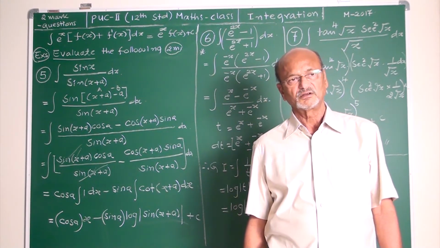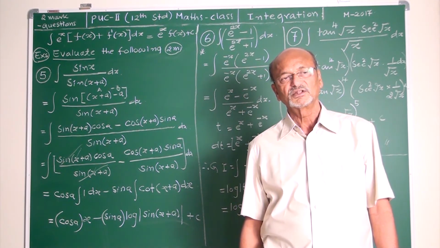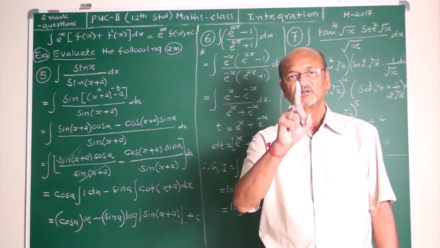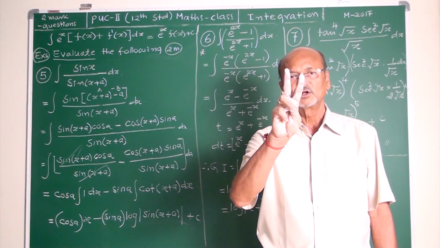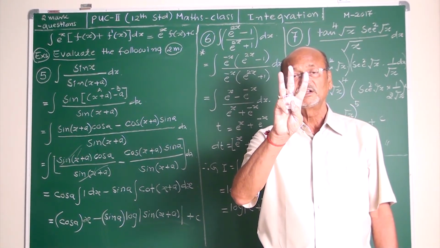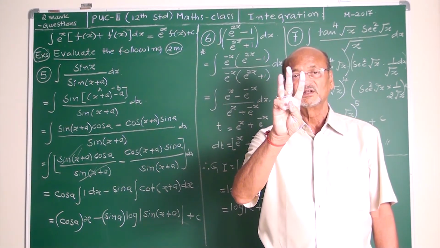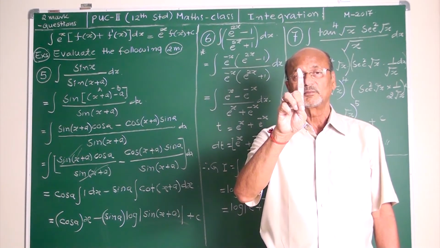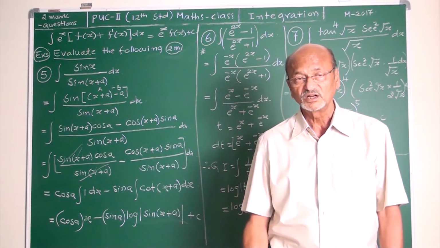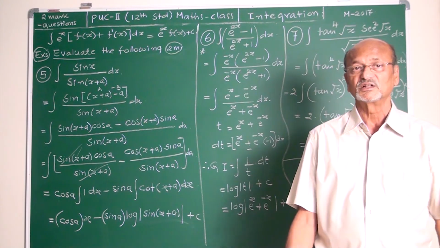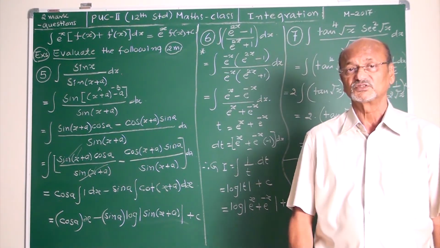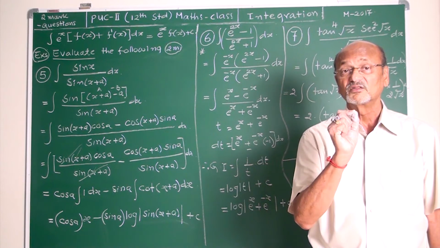In integration, my friends, I have given the distribution. Under 1 mark, 1 example. Under 2 mark, 2 examples. Under 3 mark, 3 examples. Under 5 mark, 1 example. Under 6 marks, 1 example. Totally around 8 examples. I think it comes to nearly 25 marks on integration.